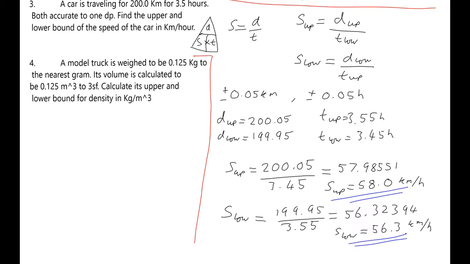We have to find the upper and lower bounds of the things that make them up, and then work out how they go together. For a divided one, you're going to want bigger on top and then smaller on bottom to get upper, or smaller on top and bigger on bottom to get lower. Okay, let's move on to the next one.